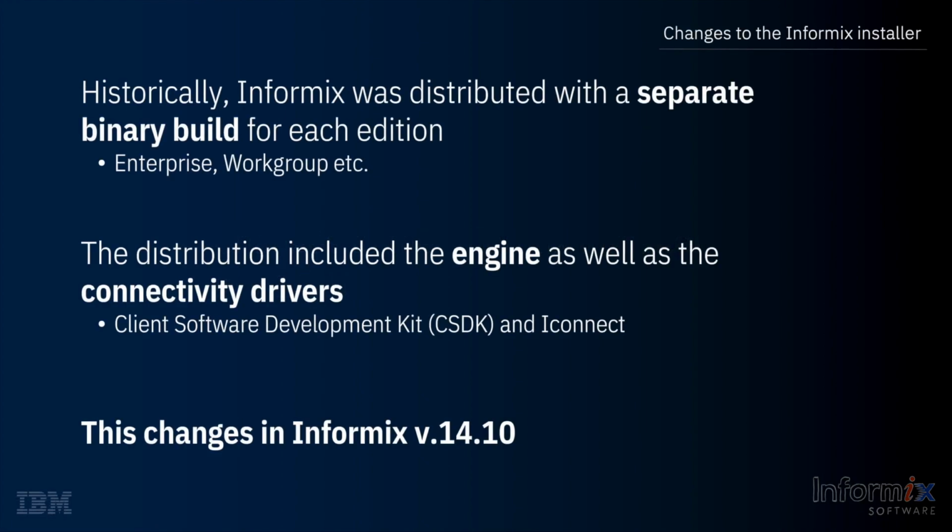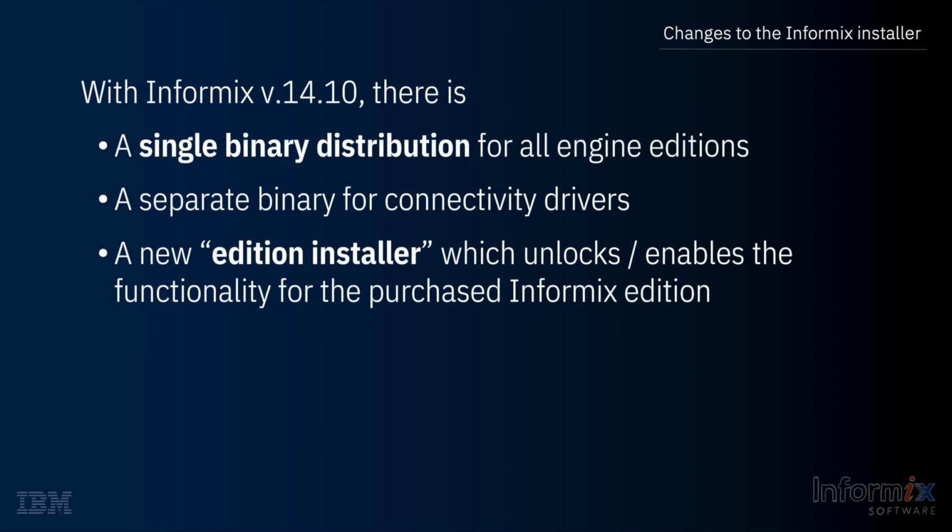In the past, each Informix edition was distributed as a separate binary. That binary contained both the engine and connectivity drivers such as the Client Software Development Kit or iConnect. To migrate from one Informix edition to another required reinstalling the binary, potentially overwriting critical files. This completely changes in Informix version 14.10.